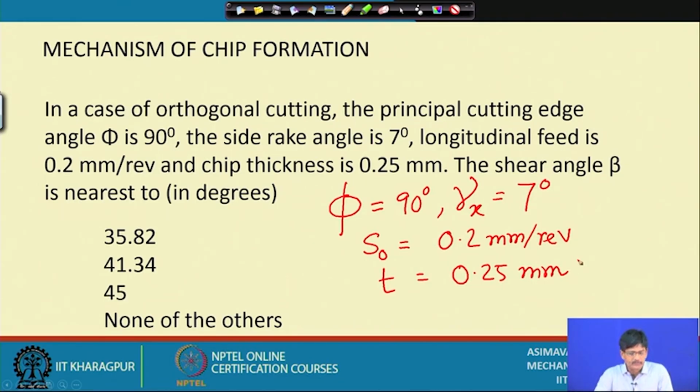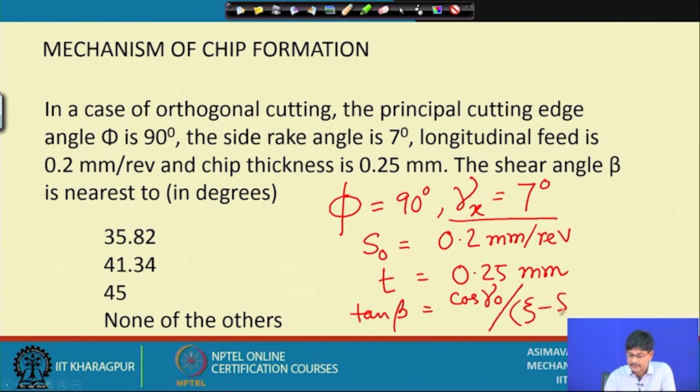How do we do that? If you remember, we can use the previous expression. Among these options, let us use this data, but herein comes the catch. Side rake angle is given, while in the expression for the shear angle, which we have as tan beta equal to cos gamma O divided by zeta minus sin gamma O, this refers to the orthogonal rake. Now, do we have to painstakingly find out the orthogonal rake from the side rake angle? Certainly not. Why? Let us see.